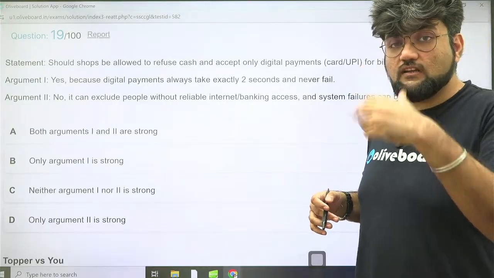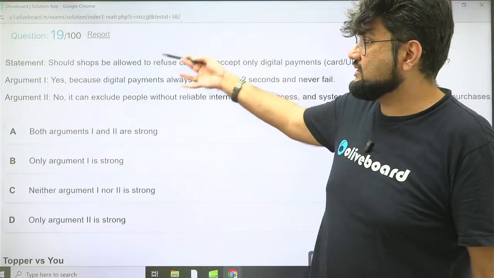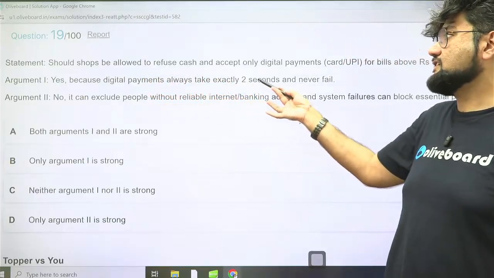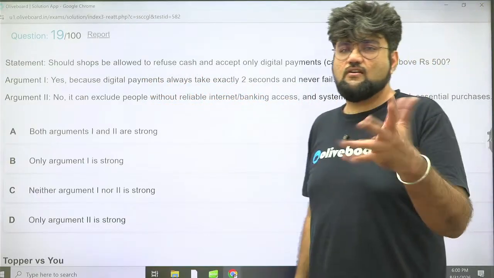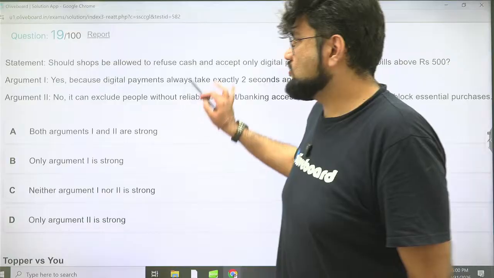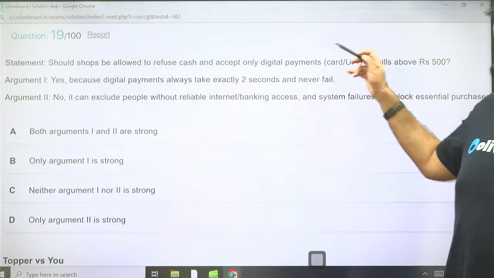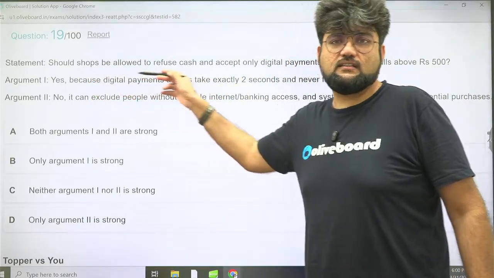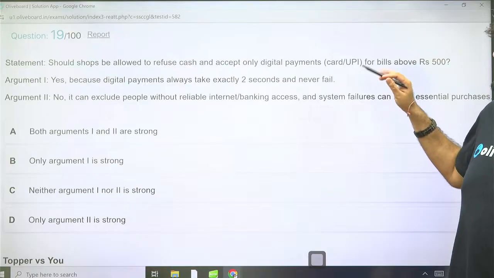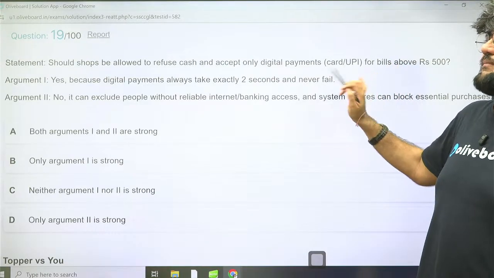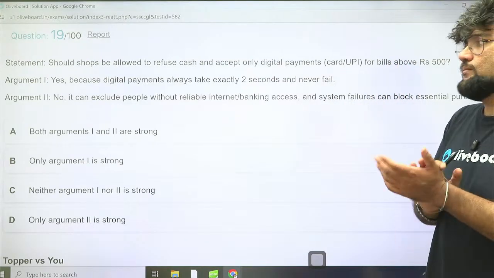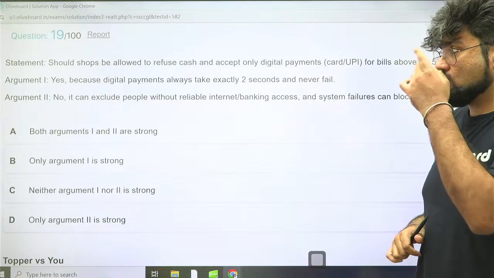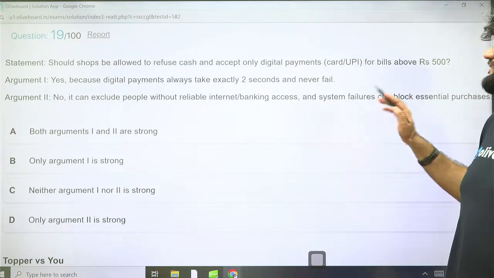Now, if these were the reasons, it is very good for the economy. But what is the reason given here? Because digital payments always take exactly 2 seconds and never fail. Very vague and baseless argument. So this is very weak. The answer could have been right in yes, but the argument is weak overall because the supporting fact, the premise, is weak.